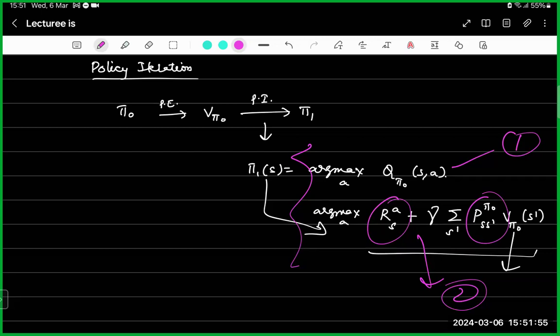So the simple change we'll do is, instead of estimating V pi naught in the policy evaluation phase, what can we do? Estimate Q pi naught of S comma A, and then policy improvement will go through. You can happily use this equation, which does not require any knowledge of the MDP dynamics.